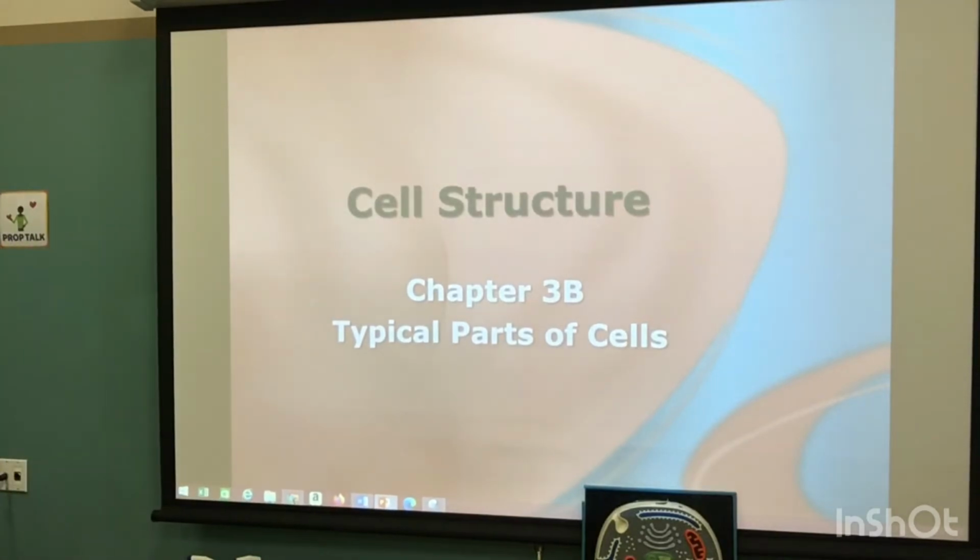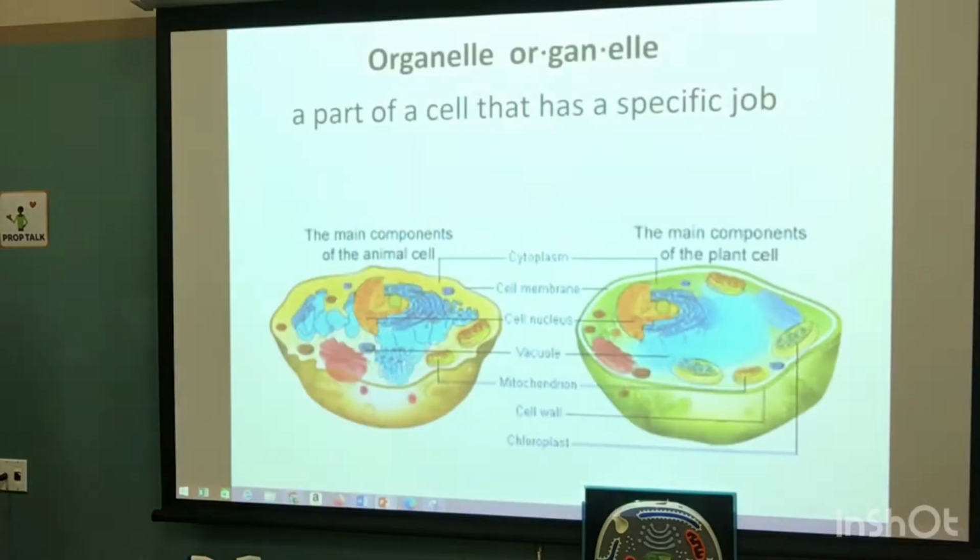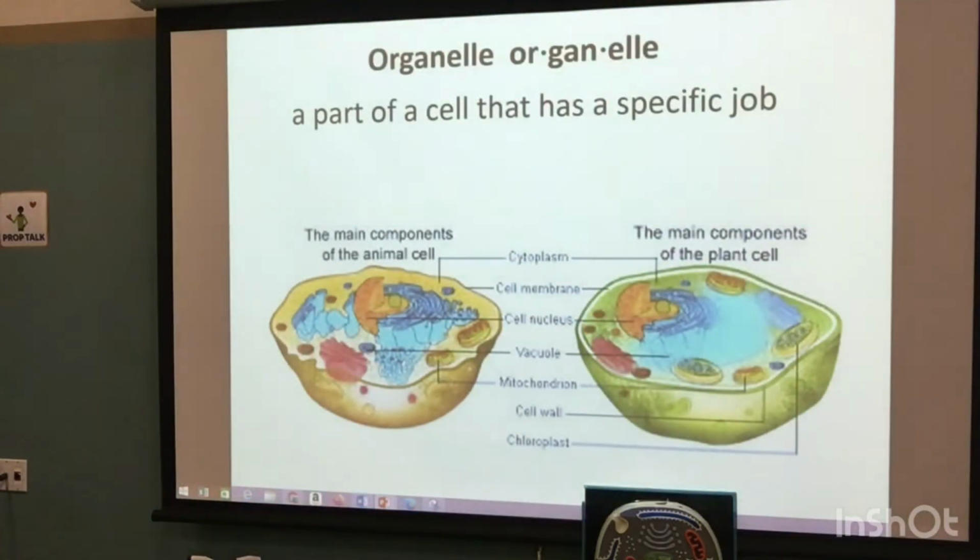Your cells have parts and pieces. We call those parts and pieces an organelle. Can you say organelle? Organelle. So an organelle simply is a fancy scientific term that means cell parts or cell pieces. That's right. Your cells have many parts.